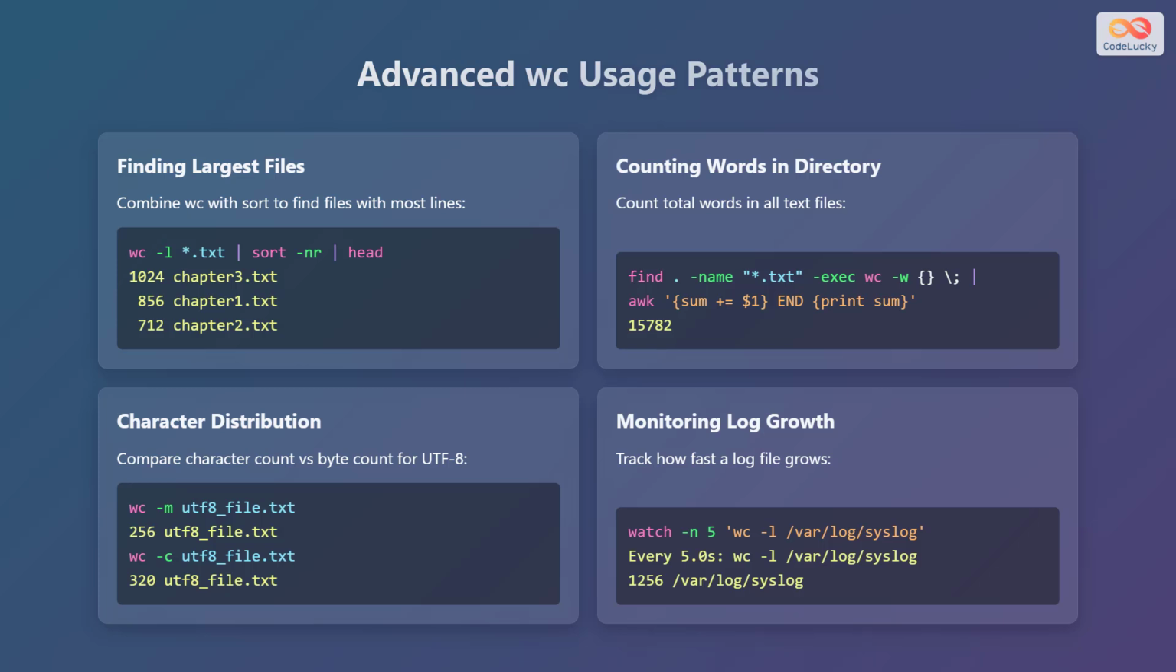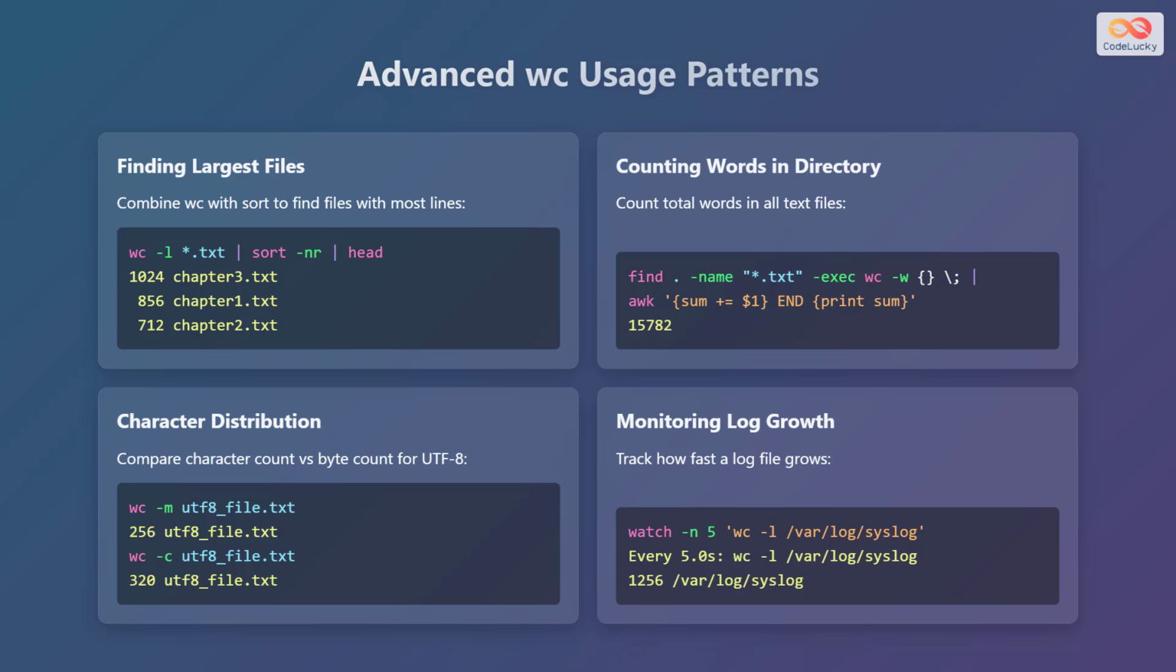To count the total words in all text files in a directory, you can use the find command in conjunction with word count and awk. The command find . -name "*.txt" -exec wc -w {} \; | awk '{sum += $1} END {print sum}' finds all text files, counts the words in each, and then uses awk to sum the word counts.